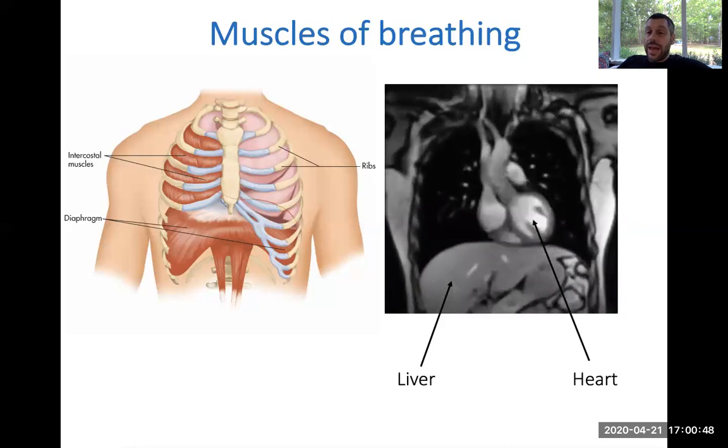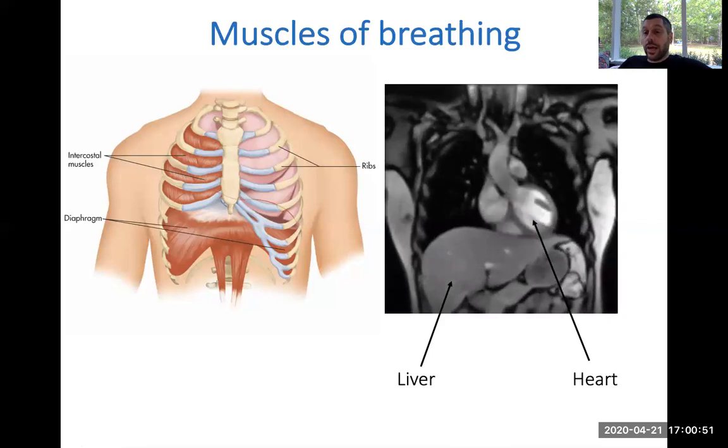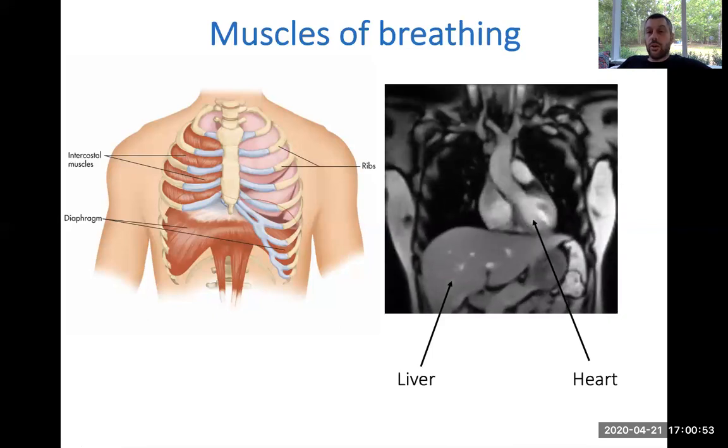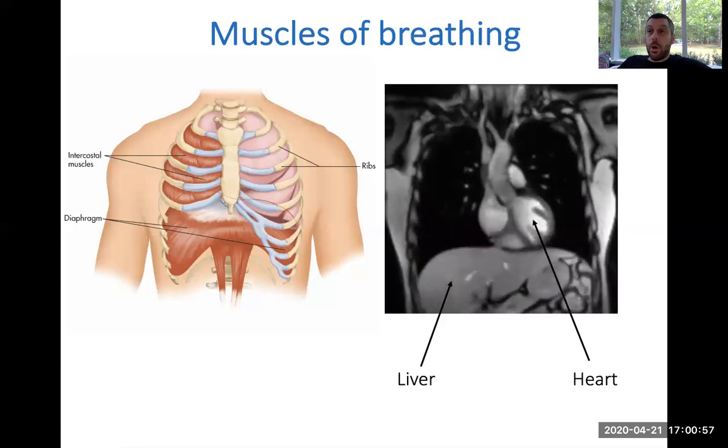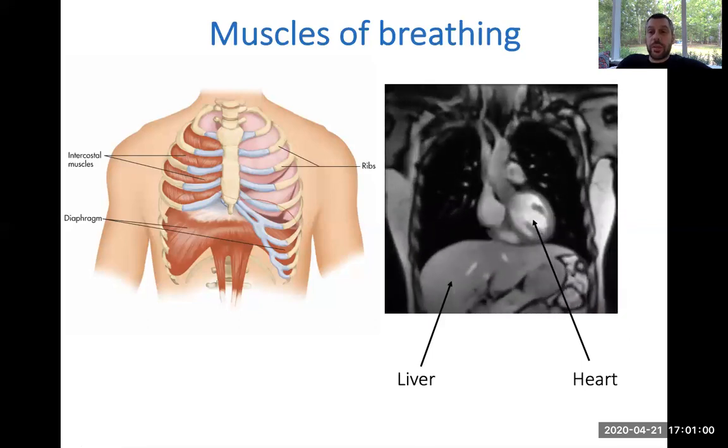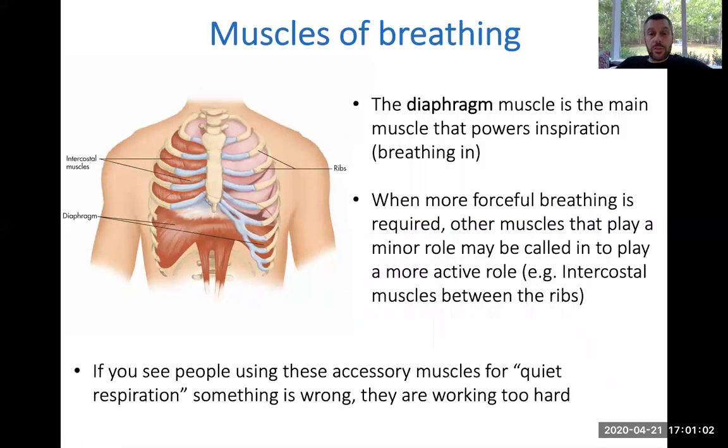When you're breathing at rest, which is called your tidal breathing, your diaphragm does most of that. When you need to breathe a lot more, if you've been exercising or something, then you have different muscles that are used. These are called accessory muscles, and they're muscles like the intercostal muscles shown here in between your ribs. You can also use your abdominal muscles and some of your back muscles to help you expand the volume of your chest when you need to.